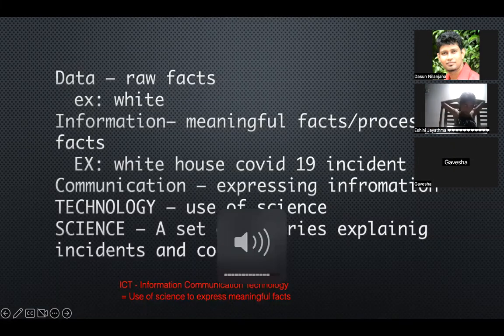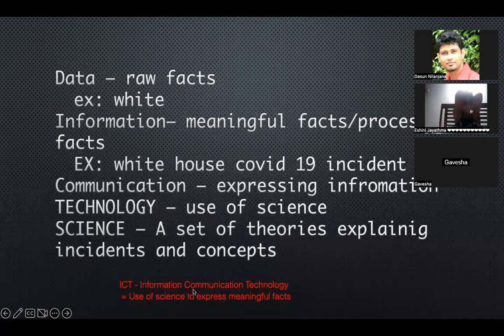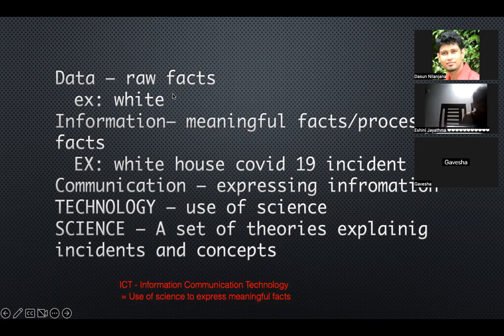Now, this is the broad definition. ICT: information means meaningful things. It has a meaning, it's not just a keyword. For example, we say you are white, you look so white or bright. Your skin is white, but it is not really white. If it were white, it should look like white paint, which it doesn't. But that is just information. Communication is expressing information.